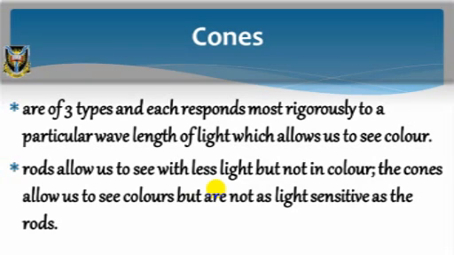Cone-shaped retina cells respond most strongly to one of three wavelengths of light. The combined output from cones that are most sensitive to different wavelengths plays a key role in producing color vision. The rods allow us to see with less light, but not in color. The cones allow us to see colors, but are not as light sensitive as the rods.